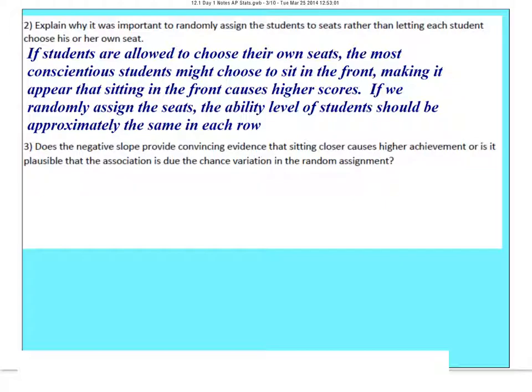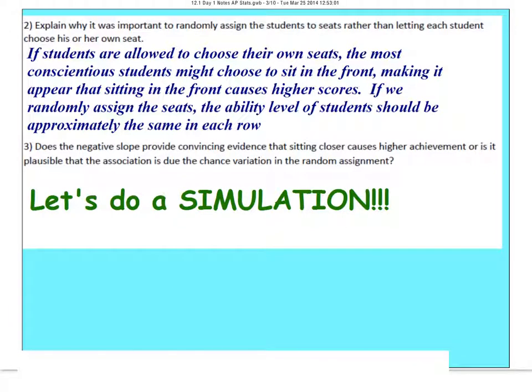cannot control for. Number 3, does this negative slope provide convincing evidence that sitting closer causes higher achievement? Or is it plausible that the association is due to chance variation and just the random assignment itself? Now in this case, do remember an experiment was set up, so a treatment was imposed. When you impose a treatment, you are allowed to make cause and effect assumptions about your particular study. But what they're going to recommend here is let's go ahead and do a simulation to see if this was just by random chance alone or not.